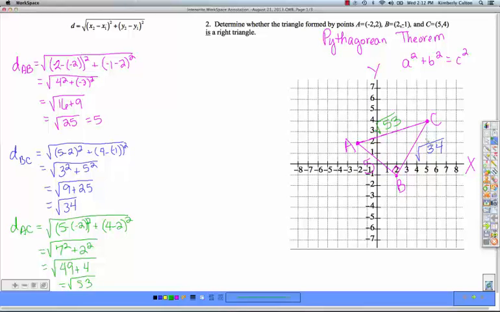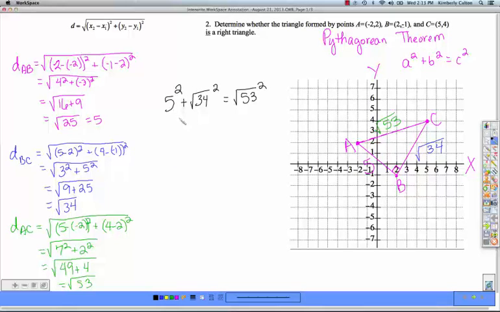So now we've drawn our triangle, we've found all three sides. The last thing we want to do is see if it's actually a right triangle. So we're going to test it by sticking it in our Pythagorean theorem. So we have a squared, so that's 5 squared, plus b squared, which is the square root of 34 squared. Please remember that a and b are the legs and that c is the hypotenuse. And lastly, we have the square root of 53 squared.